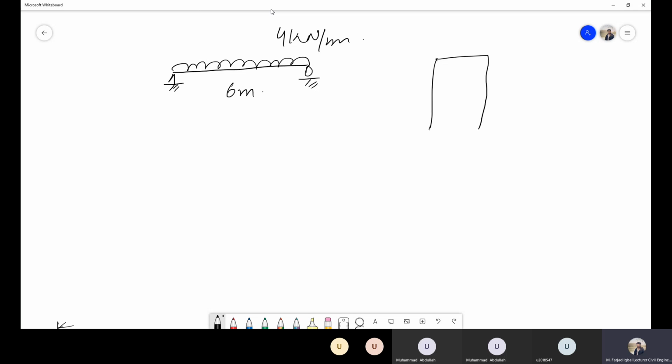Let's solve one simple problem. Let's suppose I have this beam on which the load of 4 kilonewton per meter is acting. The length is 6 meter. This is the cross section. And the height is 180 millimeter.